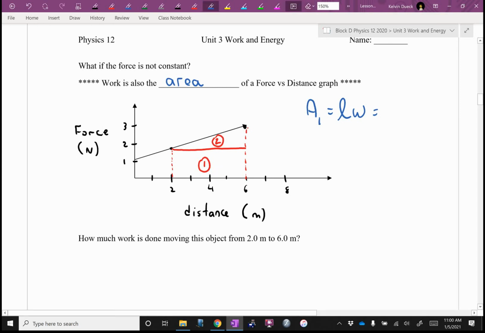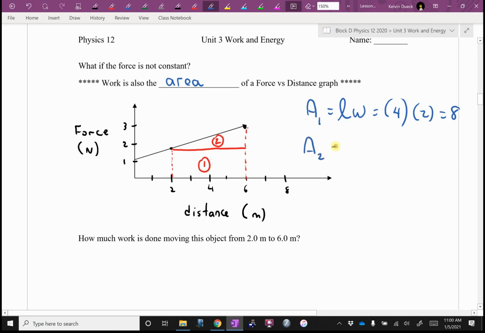It'll either be a triangle or a rectangle or a trapezoid. If it's a trapezoid, well, it's a rectangle and a triangle. You can break up any trapezoid into that. So area of a rectangle is length times width. What's the length of this rectangle here? Don't say 6. From 2 to 6 would be? Okay. What's the height of this rectangle? I think that's supposed to be 2 in my sketch. In your head? That's the area of the rectangle.